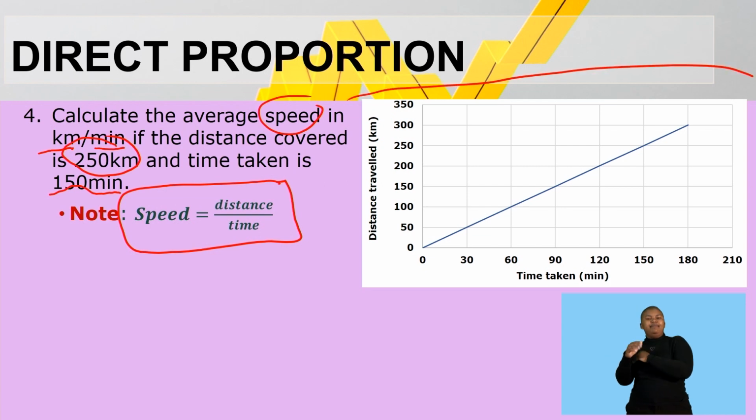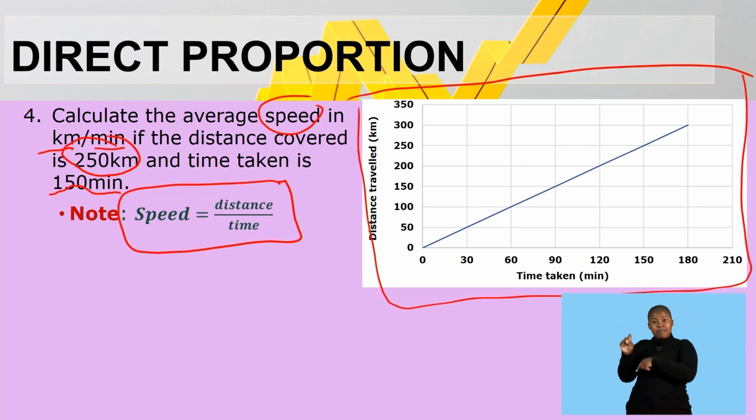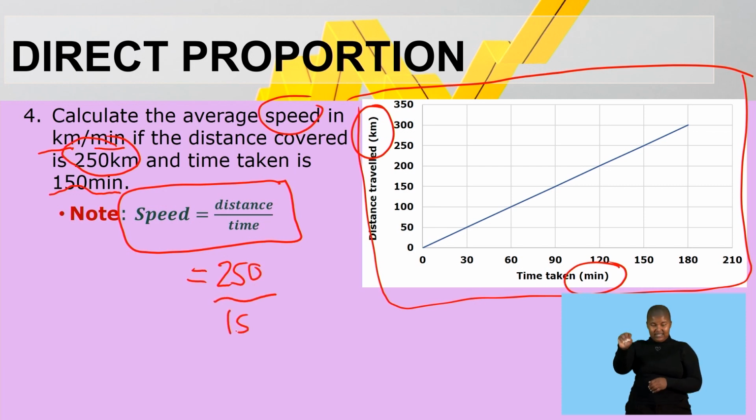Now we go to our graph. Here's the graph, and we check the units. The distance traveled is in kilometers and the time taken is in minutes. So if I divide the two, it will give me the unit that I want. So the distance is going to be 250 kilometers divided by 150, and then you take your calculator, 250 divided by 150, and that gives us 1,67 kilometers per minute.